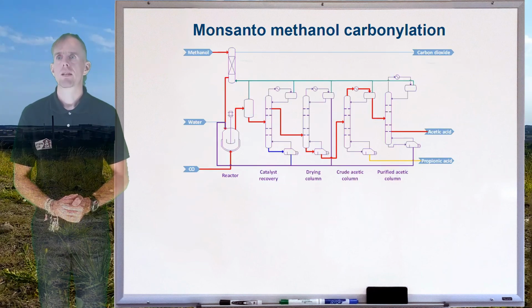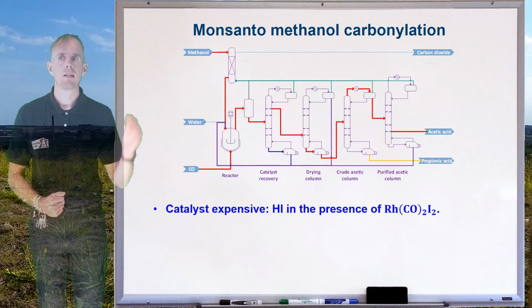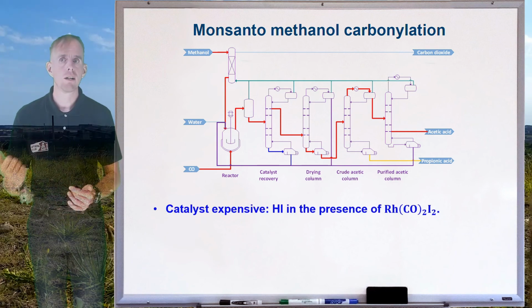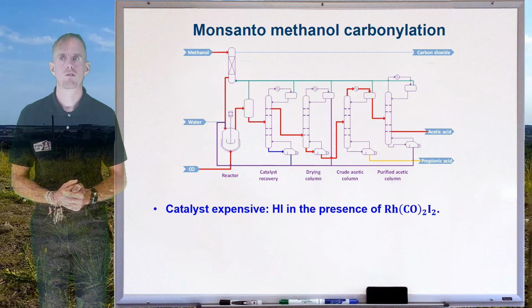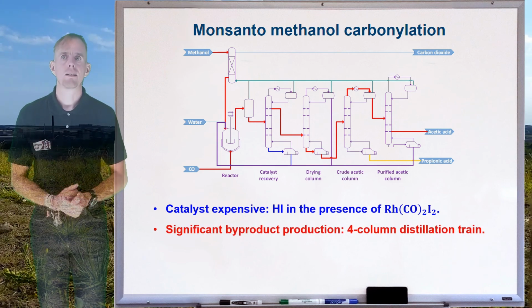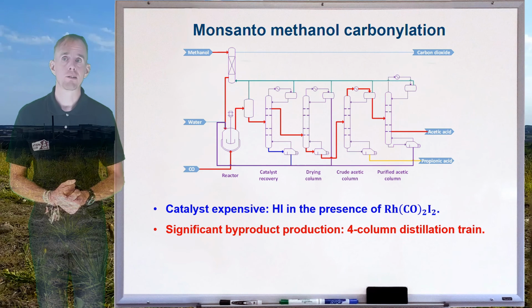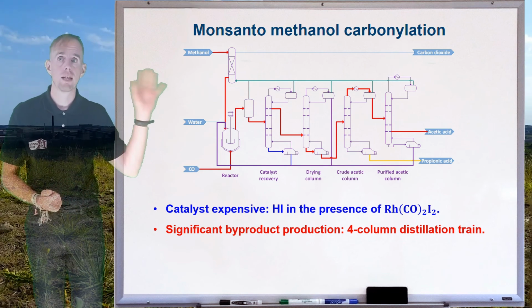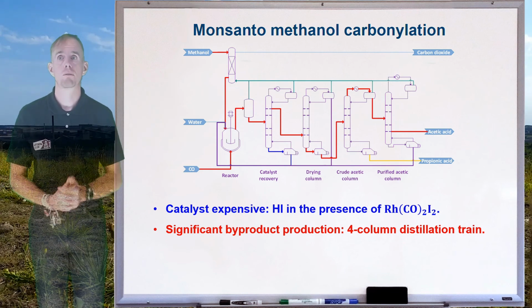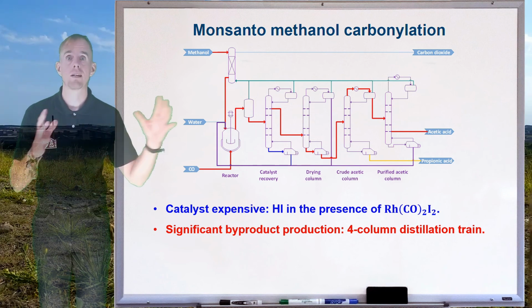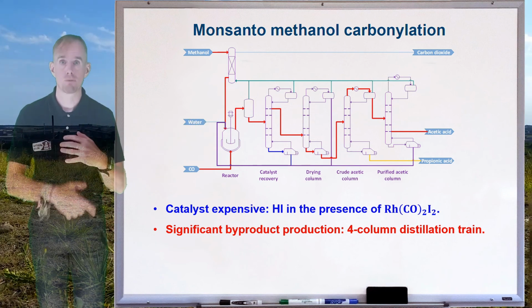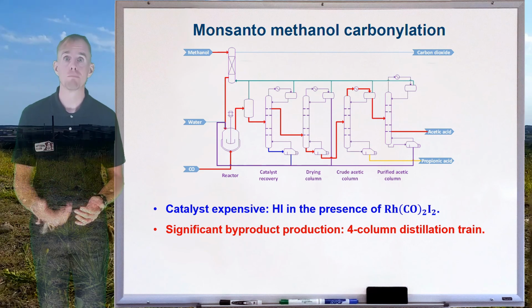So, the catalyst that does this is quite expensive. It's hydrogen iodide in the presence of a rhodium complex. So, this catalyst produces a significant amount of byproducts, which results in this large separations process. So we have the reactor, the core of the plant, and then all the distillation systems trying to get rid of the stuff that we actually don't want, but has been produced anyway.